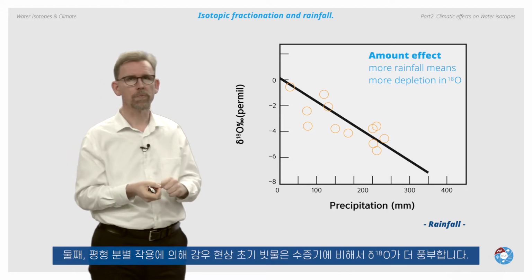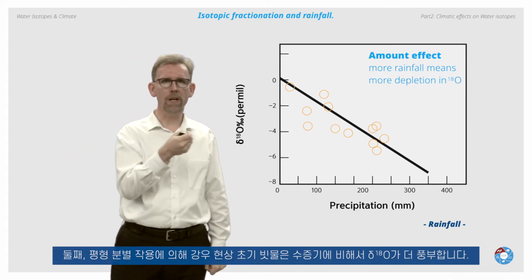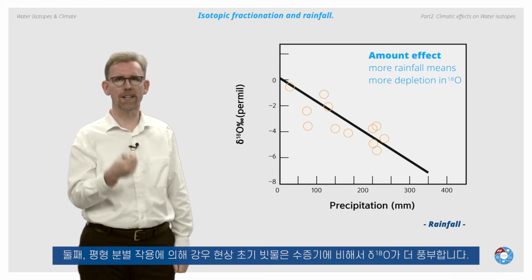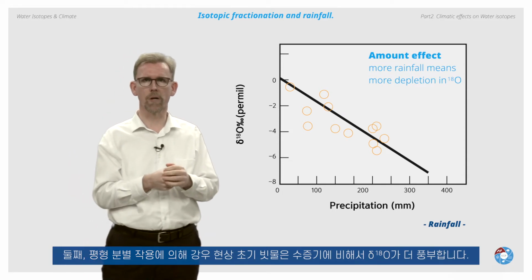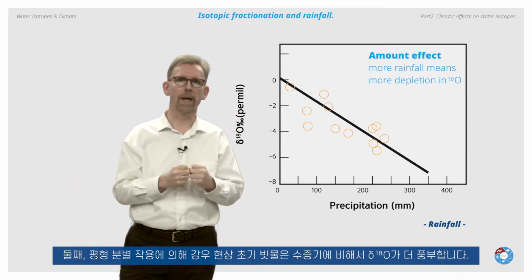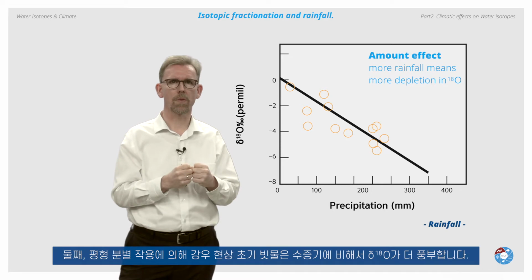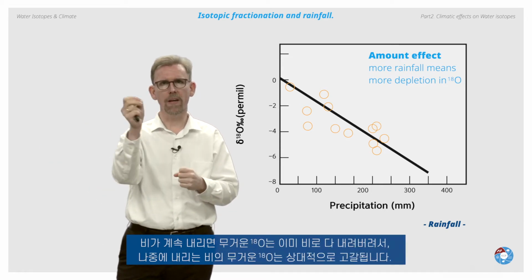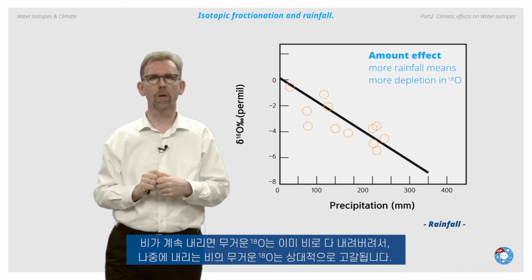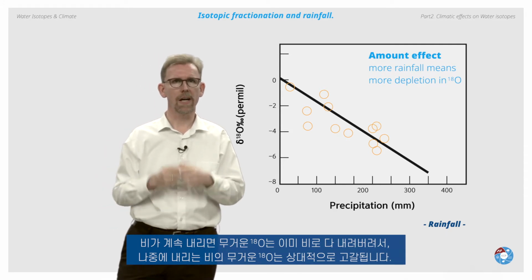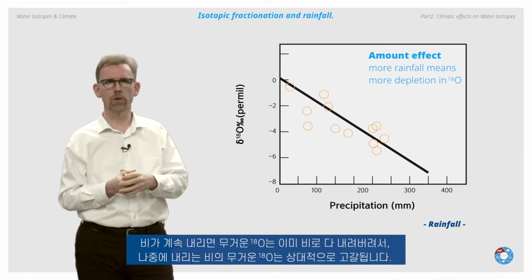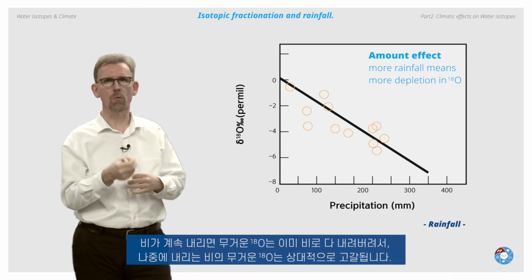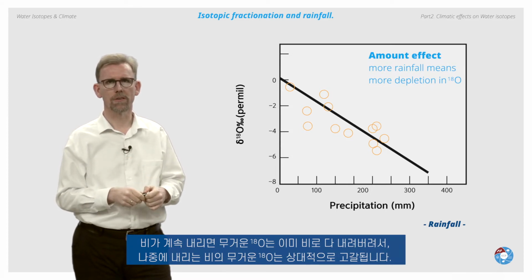Number two, the initial rain in a rain event is enriched in delta 18O relative to the water vapor, according to equilibrium fractionation. If rainfall continues, much of the heavier 18O has already rained out and the remaining rain water will then be relatively depleted.